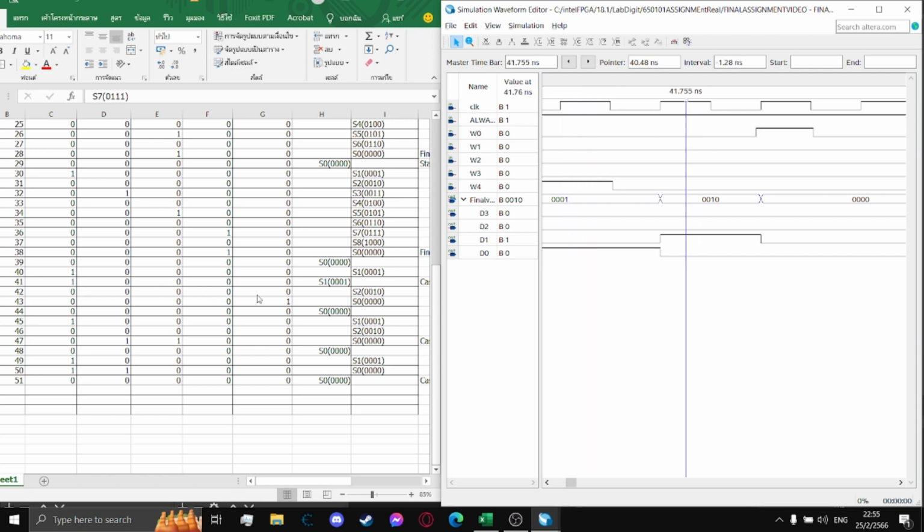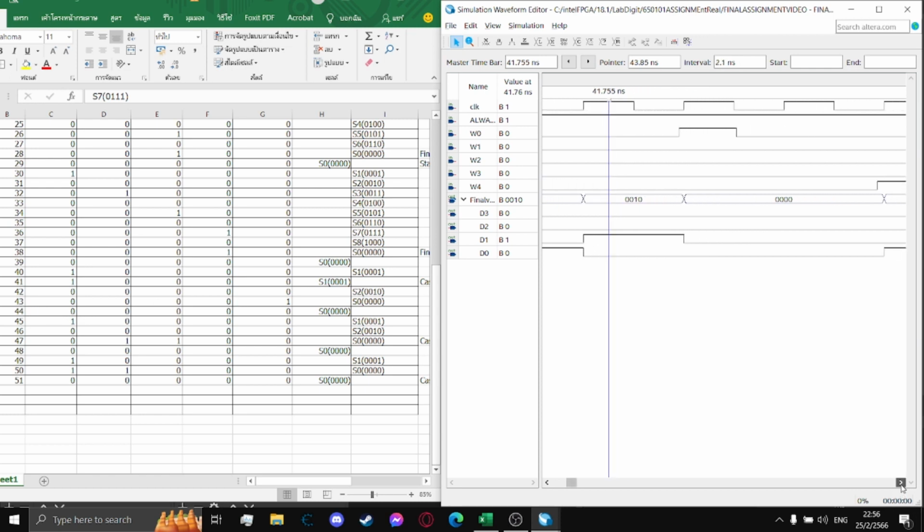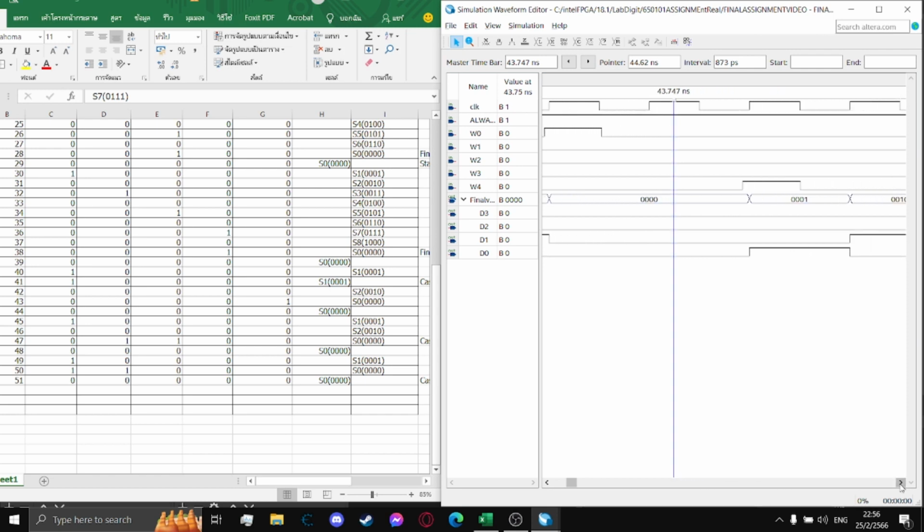42. In 42 they will go to the next state, then they will go to state 2. State 2 is 0 0 1 0. Then go to clock 43. In clock 43 I want to reset the equation. Then they will go to state 0. And then 44 they will go to state 0, and they still stay.